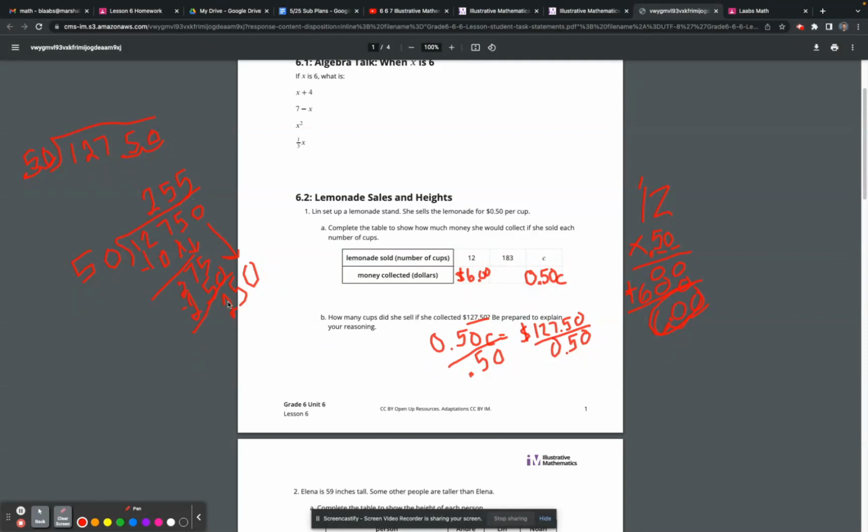5 times 50, 250. Sorry, this is getting written sideways. This must be the way I have this tablet set up. And so when I do that subtraction, I get 0, no more numbers to bring down. So I know I'm done with my division. So my answer is 255 cups.